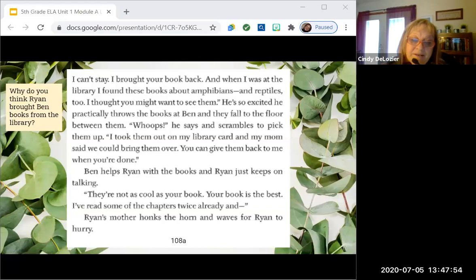We know that Ryan has made an effort to be Ben's friend, although Ben has not been real receptive. I think Ryan is being friendly again by knowing Ben enjoys books about amphibians. I remember in chapter 8, Ryan observed Ben with his own book on amphibians in class. That is a trait of a friend, recognizing the interests of someone else.